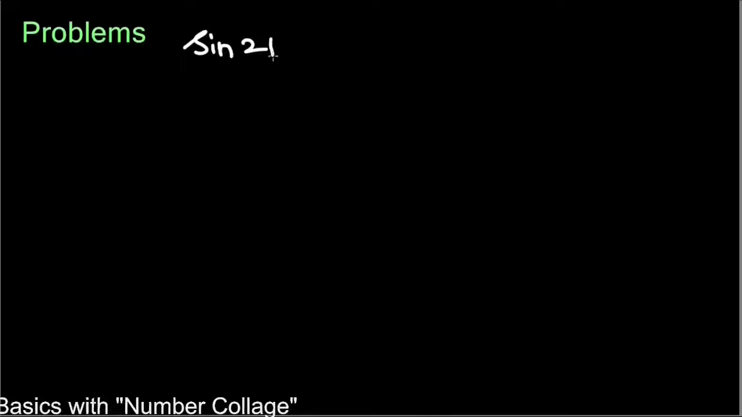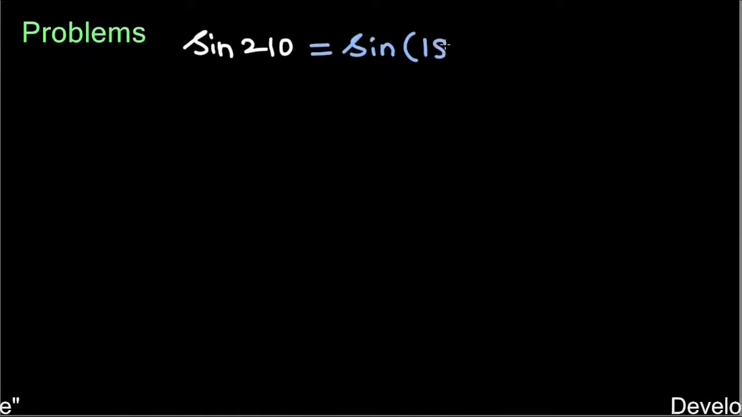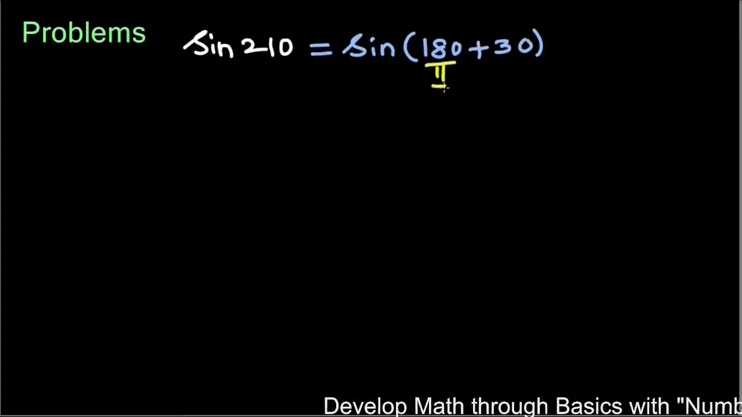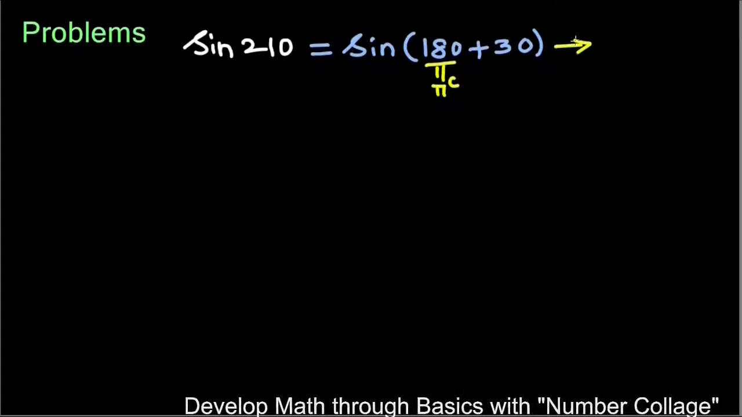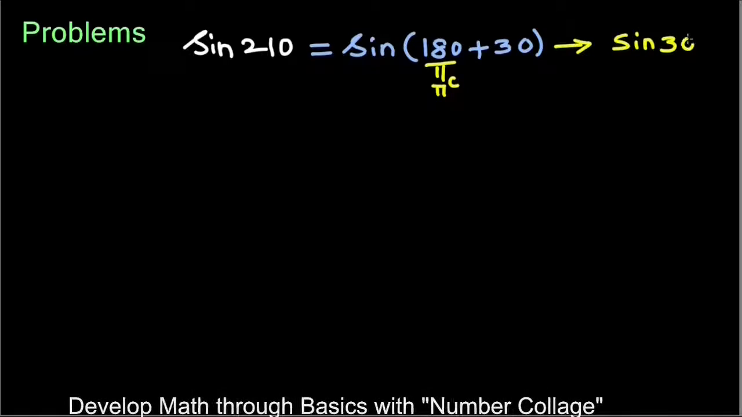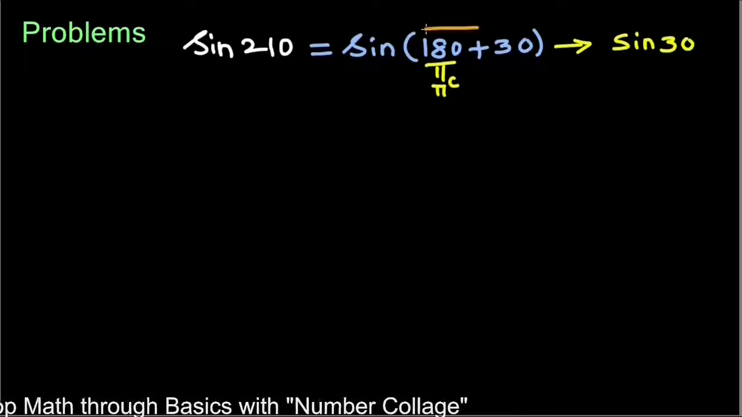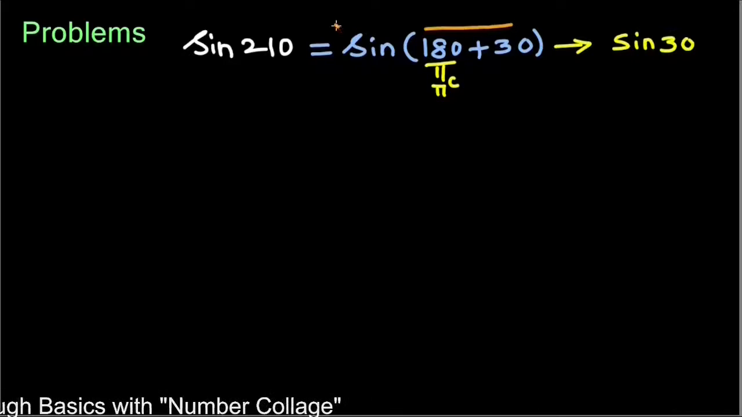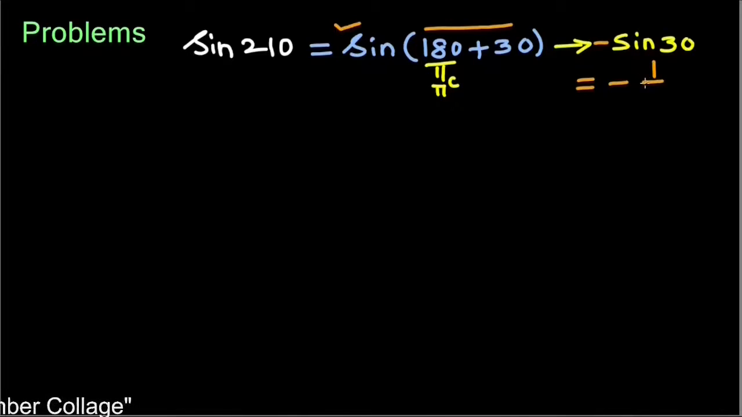Find sine 210. We can write this as sine of 180 plus 30. Because of 180 or pi radians, this will be sine 30 only. But because 180 plus 30 lies in the third quadrant, in which sine is negative, therefore this will be minus sine 30, which is minus half.